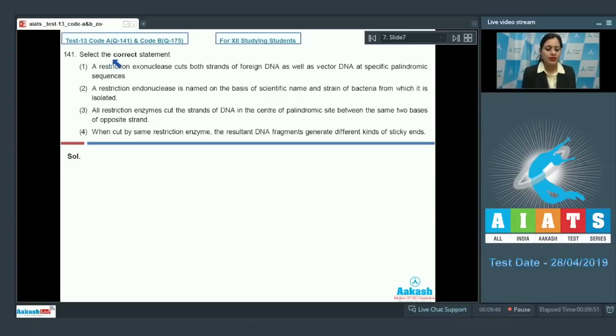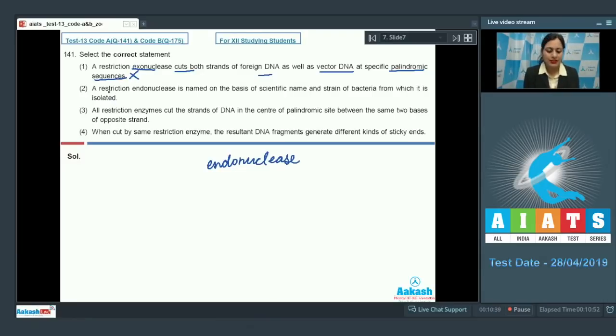Question number 141. Select the correct statement. The very first statement given is, a restriction exonuclease cuts both strands of foreign DNA as well as vector DNA at specific palindromic sequences. And as it is an incorrect statement, so this cannot be a correct answer to our question, because a restriction endonuclease and not exonuclease cuts both strands of foreign DNA as well as vector DNA at specific palindromic sequences. Exonucleases remove nucleotides from the ends of DNA.